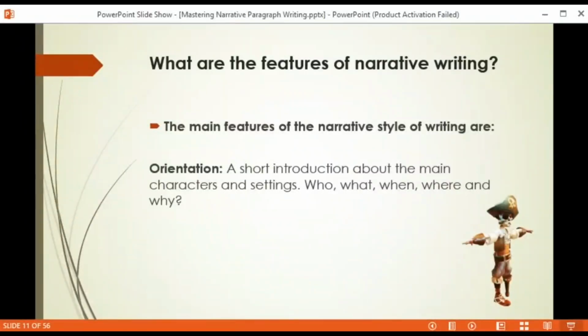What are the features of a narrative writing? The main features of the narrative style are as follows. Orientation: a short introduction about the main characters and settings, who, what, when, where, and why.